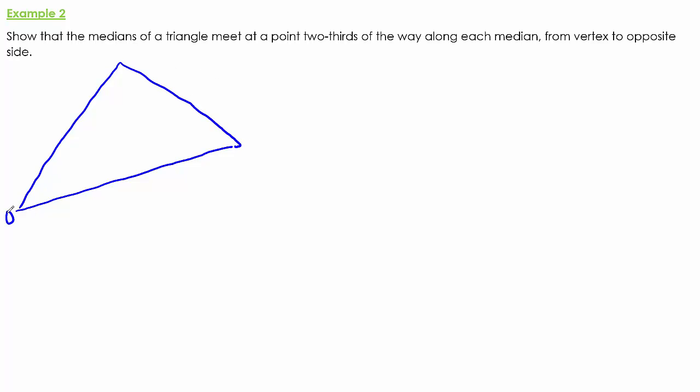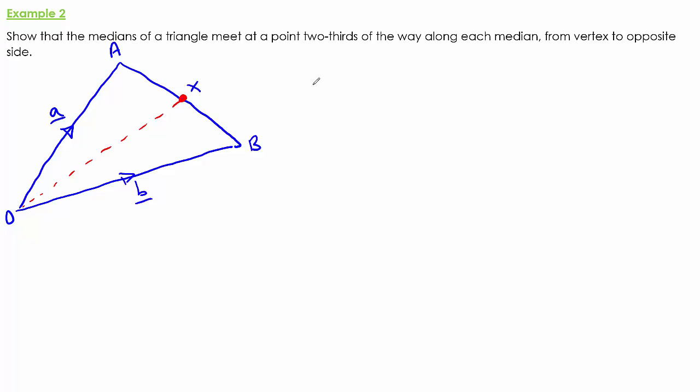And I'm going to call this vertex O, this one A, and this one B. And I'm going to define a vector a that goes along here and a vector b that goes along here. Now the median goes from the vertex to the midpoint of the side opposite. I'm going to call this point X.